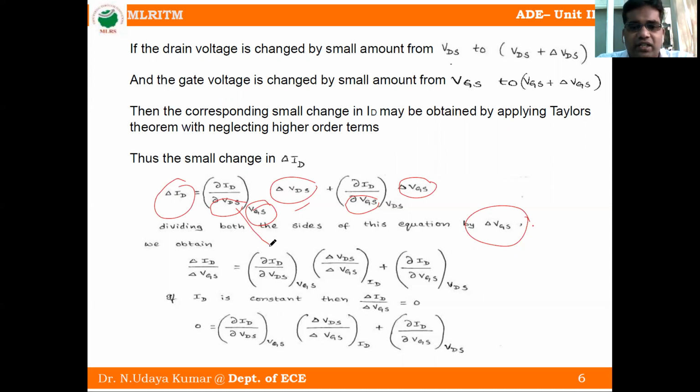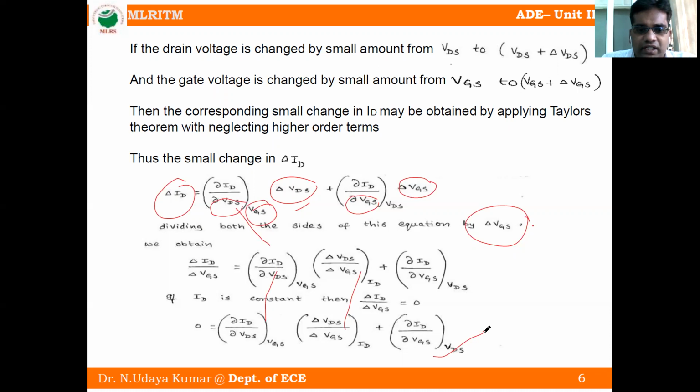So here ID is a constant. The partial differentiation of a constant is nothing but 0. So 0 is equal to dou ID by dou VDS at VGS constant into this term, change in VDS by change in VGS, this term as it is, plus change in ID by change in VGS at constant VDS.